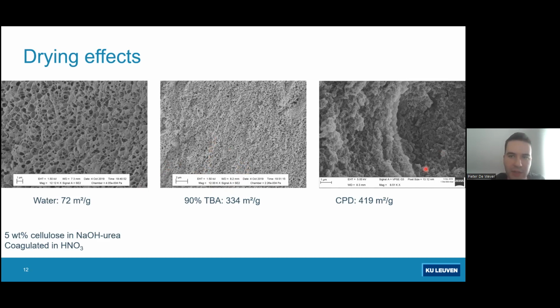The best technique to dry samples still remains critical point drying, in which we obtain the value of about 419 square meters per gram. And this can be attributed to the fact that this drying technique is also very suitable to retain the nanopores in the gel.